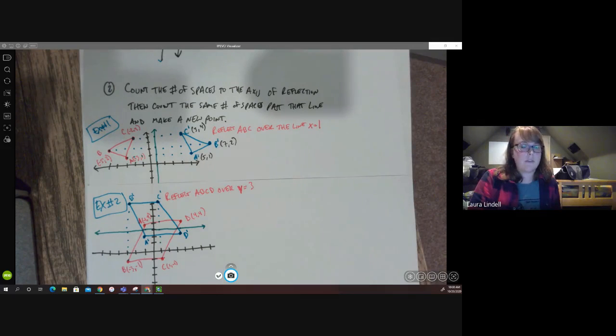Okay. Any questions on this example? Okay, I'll give everyone a moment to finish writing before we do one more. Or one more reflection and then one noticing what it's been reflected over.